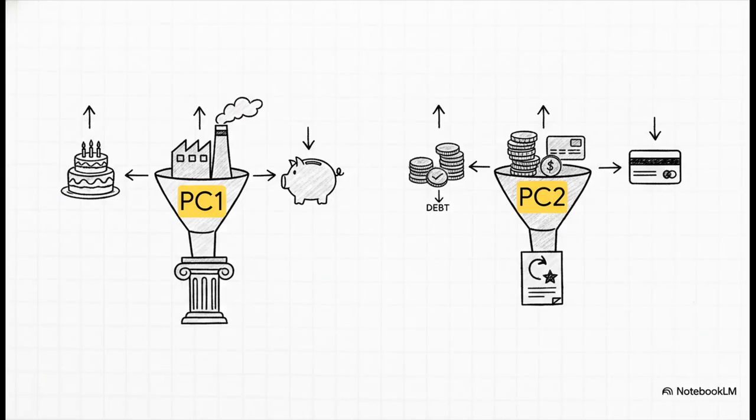Now here's the crucial point. These new components aren't just some abstract math. You can actually interpret them and give them meaningful names. By looking at which of your original variables have the biggest influence, we call these loadings, you can figure out what the component represents. So in a financial dataset, maybe PC1 is a combination of things like age, savings, and job stability. We could call that component financial stability. And maybe PC2 is mostly about debt and payment history, so we could call that credit history.